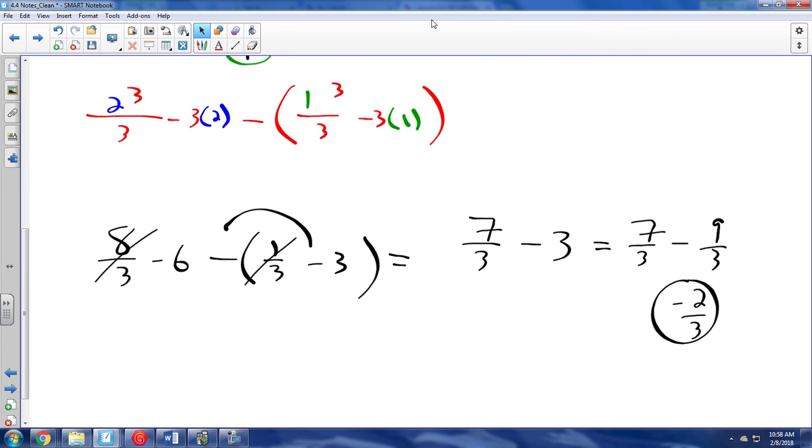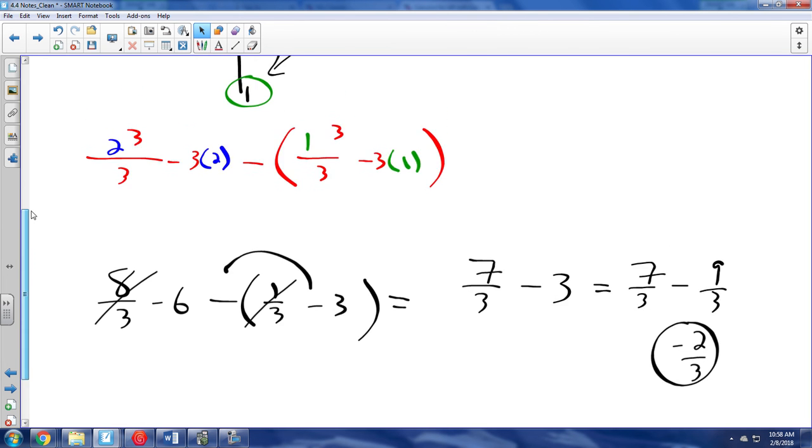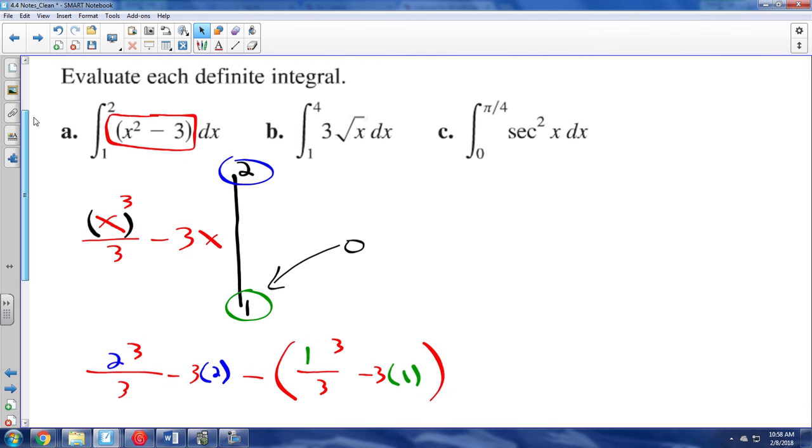So let's see how we're doing in time. We got a couple more minutes. We can try a couple more problems. So let's see if we can try this next one. I just want to show you quickly. I don't want to do this whole problem.